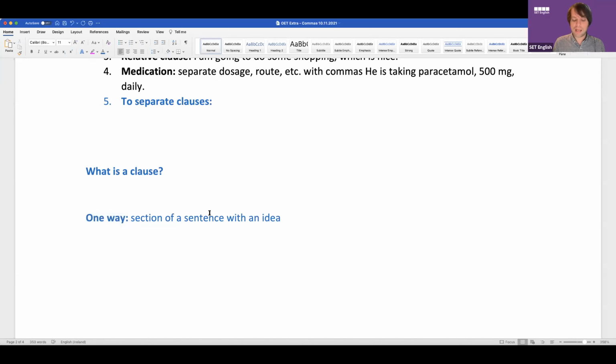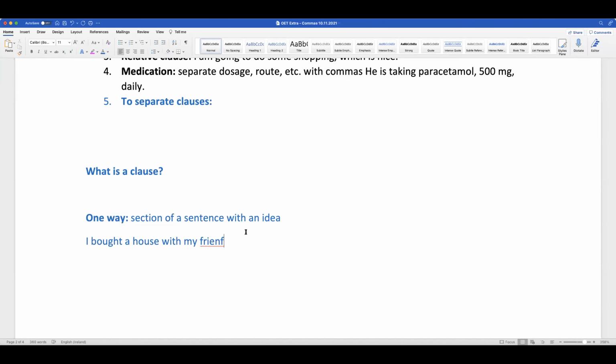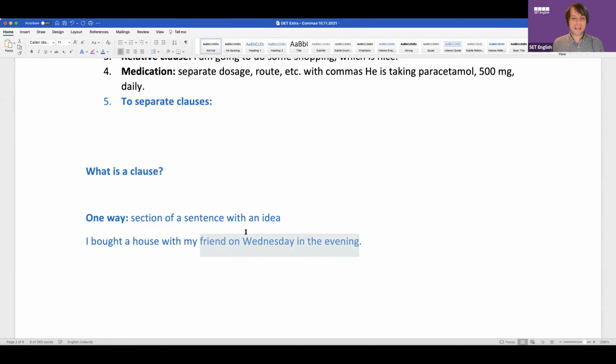Okay. Like if I said, I bought a house. How many clauses is that? One. I bought a house with my friend on Wednesday in the evening. How many clauses is that? How many clauses, guys? One. But doesn't that look like a section of a sentence with another idea?